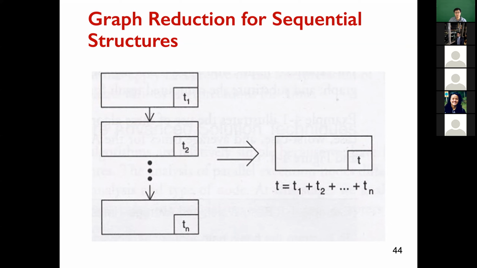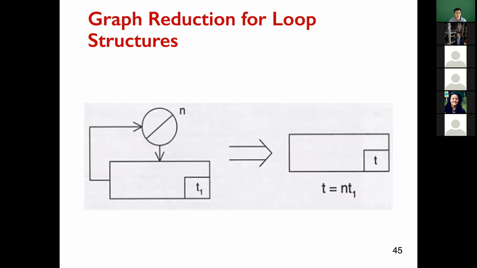And what about loop structures? For loop structures, for example, if this basic node repeats n times, we just multiply the response time of the basic node by n.